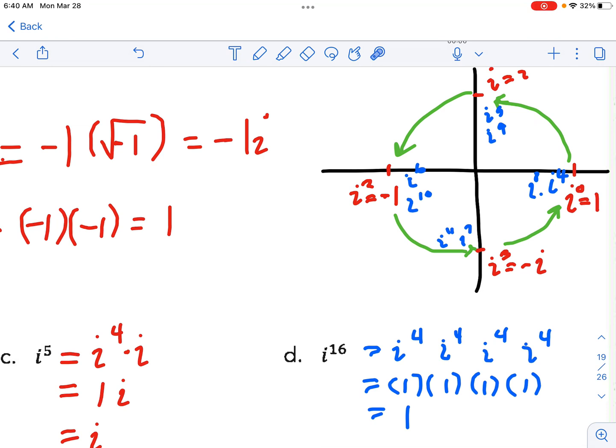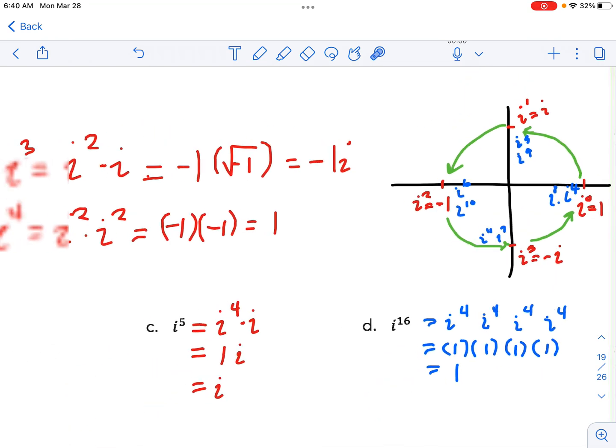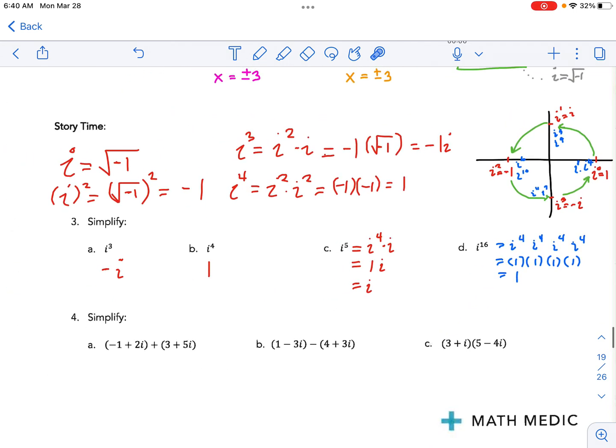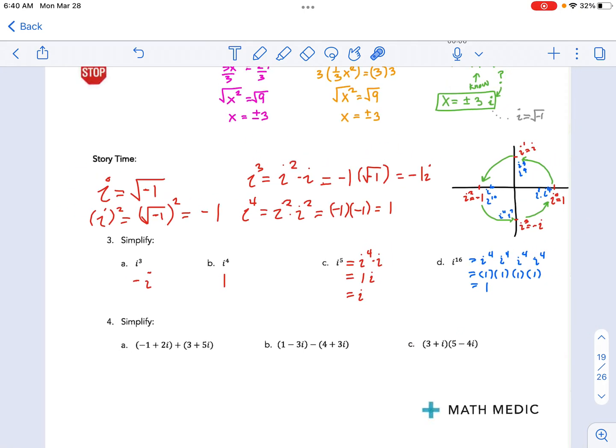So i to the 17th must be up here. If this is i to the 16th, i to the 17th must be up here. So we can find that pattern then and deal with any power of i. And it's going to be one of those 4 values. And that comes in handy when we do multiplication.